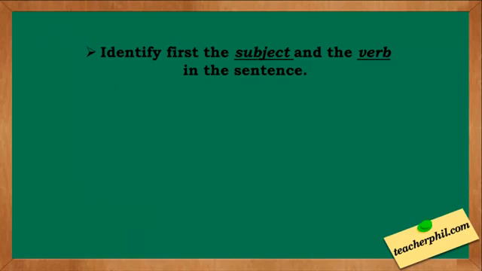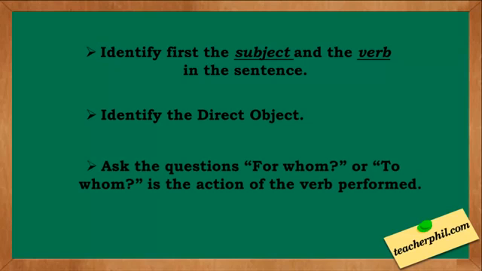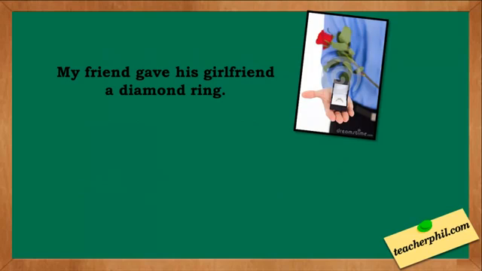Like what we did with direct objects, we also need to identify first the subject and the verb in the sentence. Next, we need to identify the direct object. And the last one, ask the questions for whom or to whom is the action of the verb performed. Example: my friend gave his girlfriend a diamond ring.